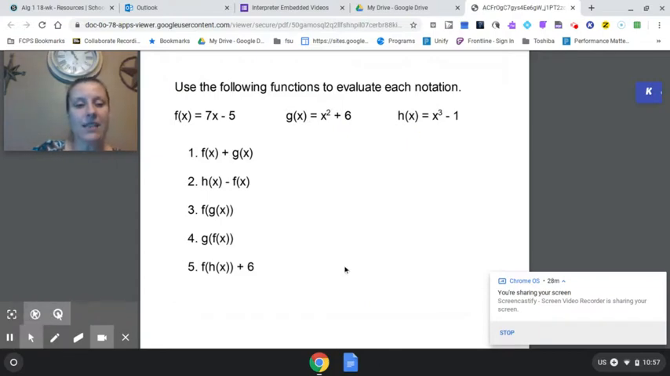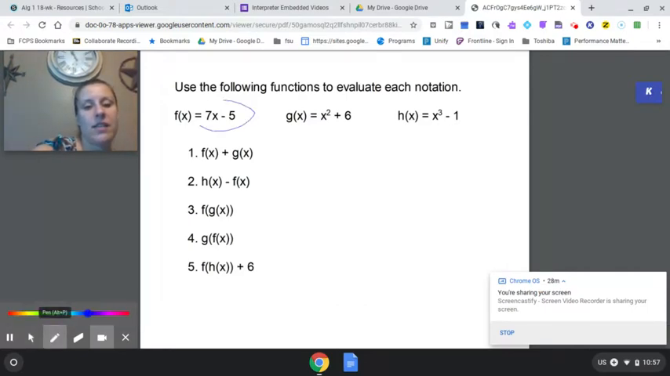Okay, our last slide of our notes today is just asking us to combine like terms when we are simplifying functions with varying operations, like addition, subtraction, multiplication, composite. So this first one is asking us to add f of x plus g of x. So first of all, f of x's function says 7x minus 5. And it's asking me to add on g of x's function, which says x squared plus 6.